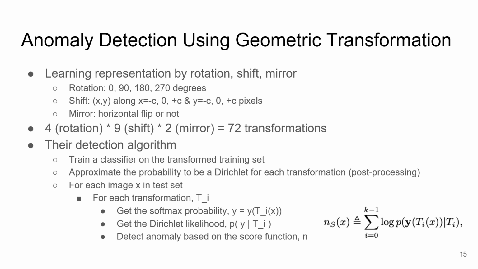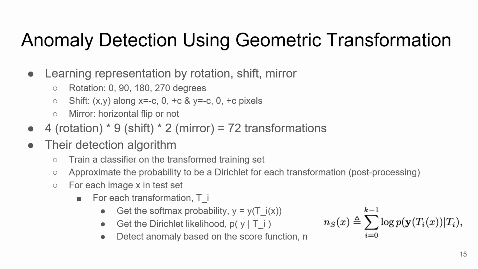Okay, based on self-supervised learning, we can introduce our second anomaly detection algorithm. It uses geometric transformations, called GeoAD. They use self-supervised learning to learn representation, and they use rotation, shift, and mirror transformations. Rotation is 0, 90, 180, and 270 degrees, so there are 4 transformations. Shift is along the x and y axis by minus c, 0, plus c pixels, and horizontal flip or not.